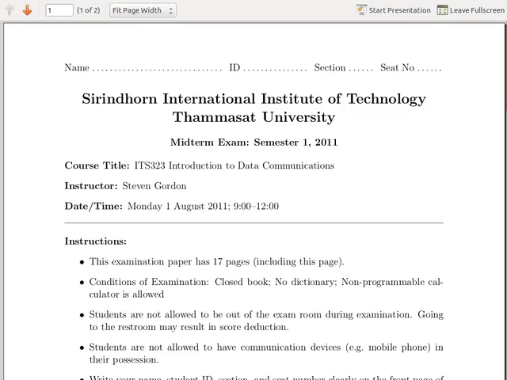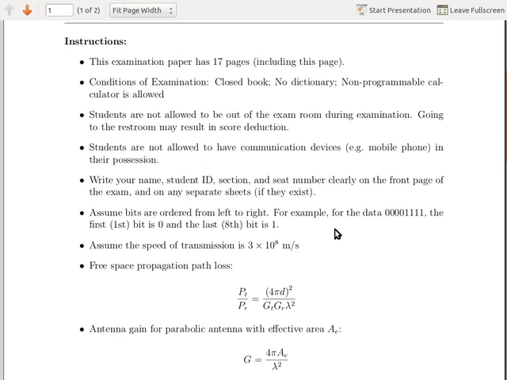At least this is the first page of the exam. So the conditions are listed. Let's have a look. 17 pages. What I'll show you here will be available on the website. So I'll provide a link, so you don't need to copy it down. 17 pages. Closed book. No dictionary. Calculator is allowed. Bring a calculator. A calculator is recommended. Okay?